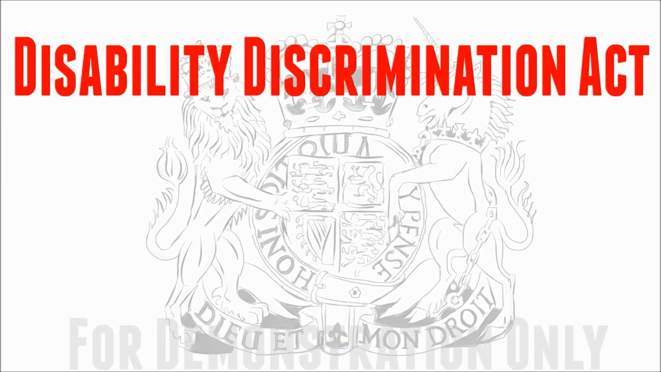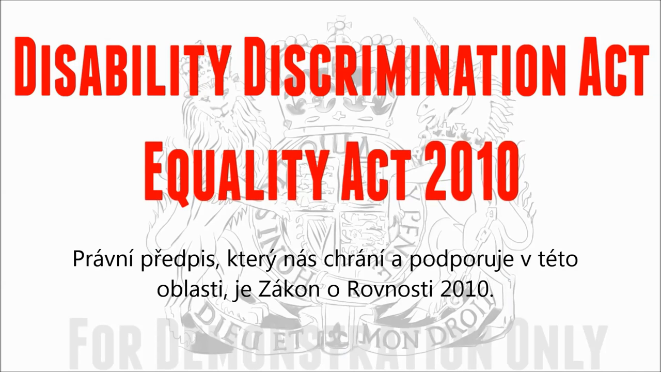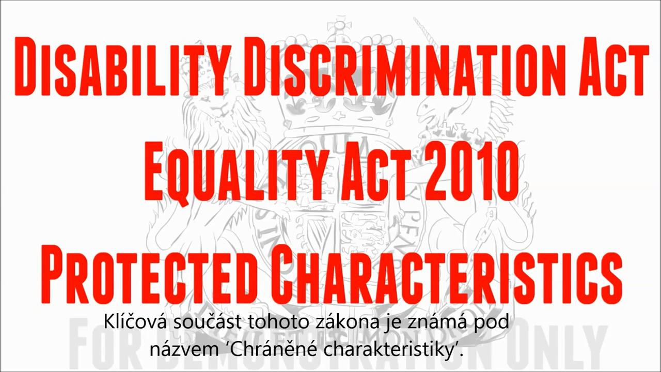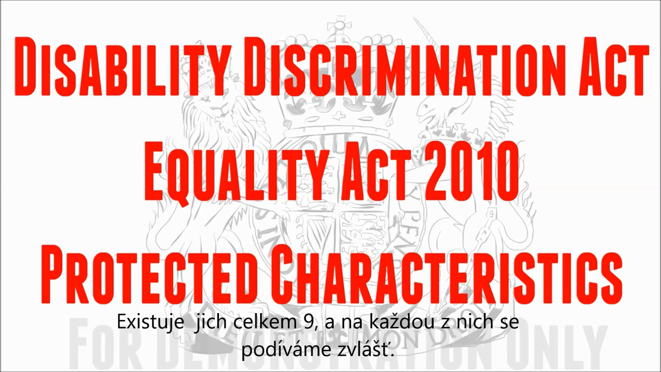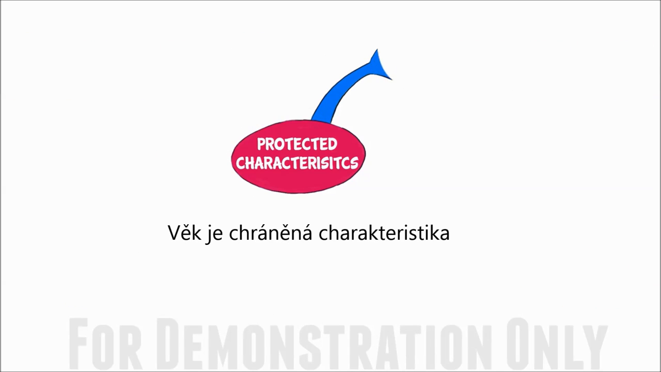There are two particular pieces of legislation which protect and support us in this area. One is the Disability Discrimination Act, and the other is the 2010 Equality Act. A key part of this act is what's known as the protected characteristics. There are 9 in total, and we'll have a look at each of them, and then see some of the different ways people discriminate against others.